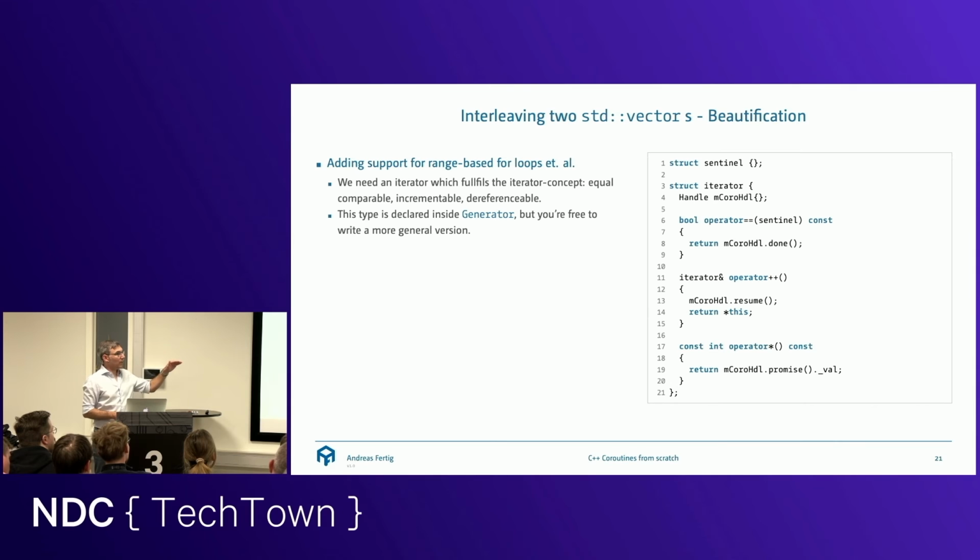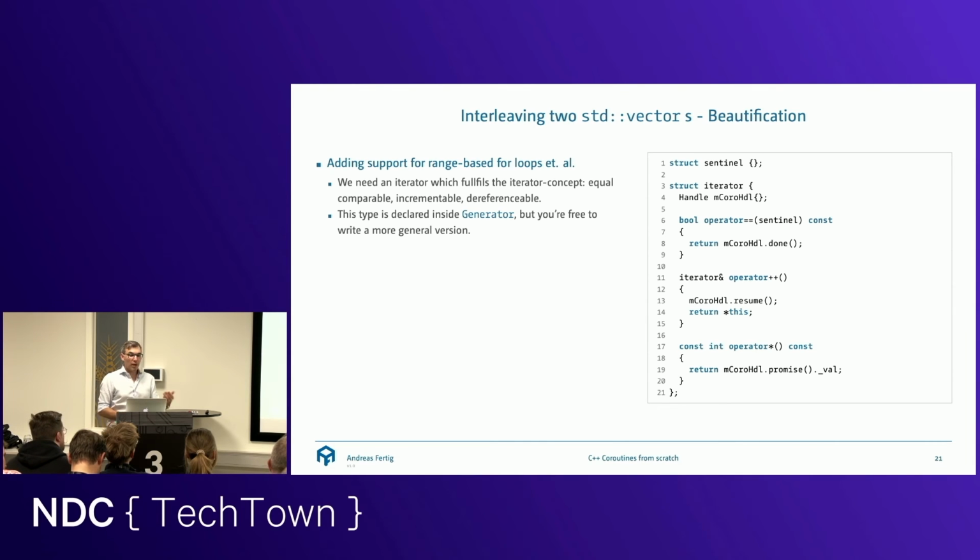And then I declare my iterator. My iterator stores a coroutine handle. It implements the operator equals equals, and that one takes the sentinel type. It's just to invoke this function, to make this machinery work. We do not want to transfer any data at this point. And my operator equals equals returns the result of the check whether the coroutine is already done or not.